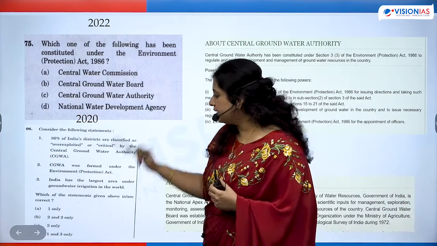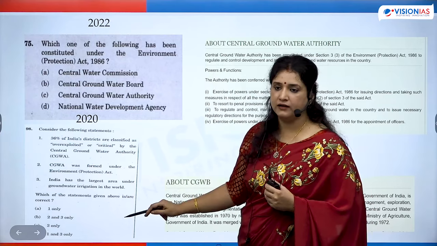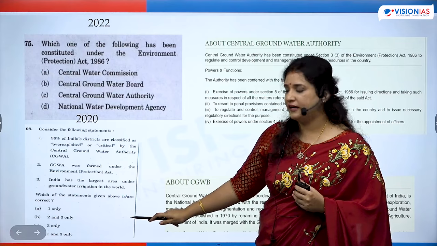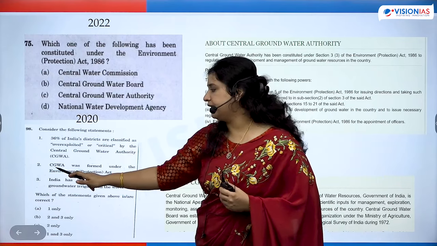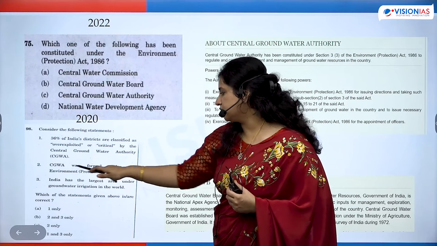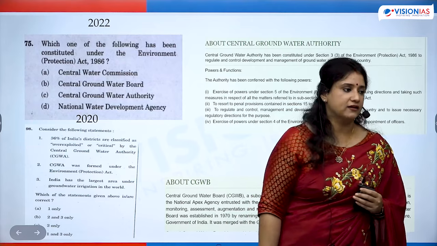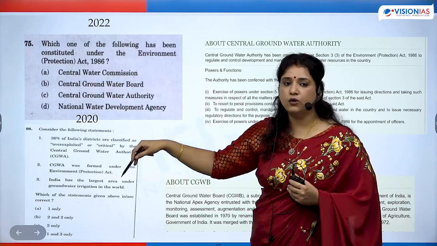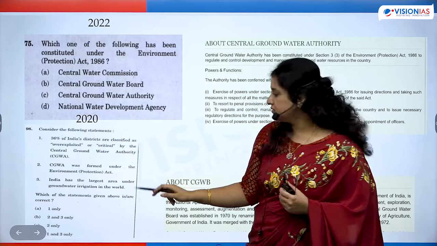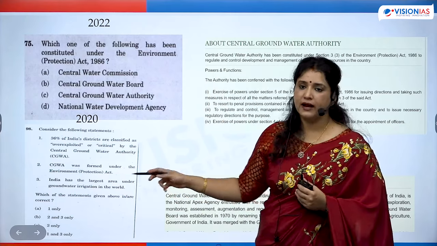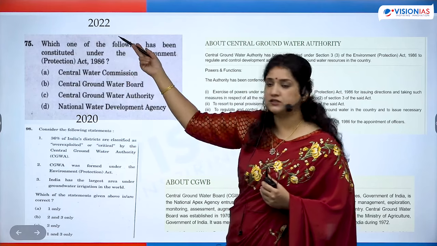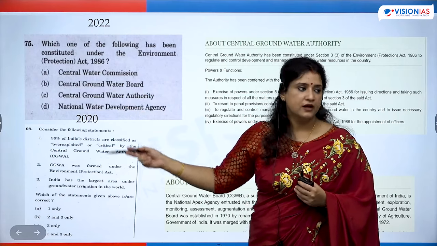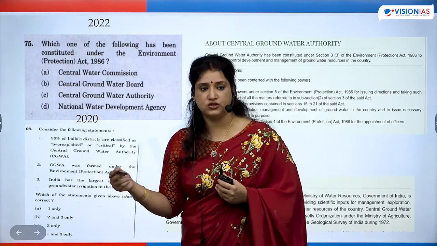Now, this similar question, same point, was asked by UPSC in 2020. This is a 2022 question. Exact thing was asked in 2020. Consider the following statements. The CGWA, that is the Central Groundwater Authority, was formed under the Environment Protection Act. Same thing has been repeated. This question is a total giveaway. Okay, so anybody who has solved the previous years will know that Central Groundwater Authority is an important body and has to be covered. And a very simple question was asked just 2 years later, that it is constituted under the Environment Protection Act. You see the repetition? We will come across more repetitions as we go further.